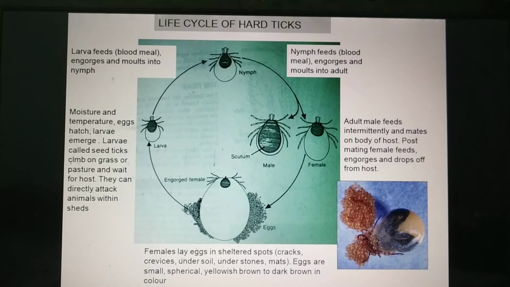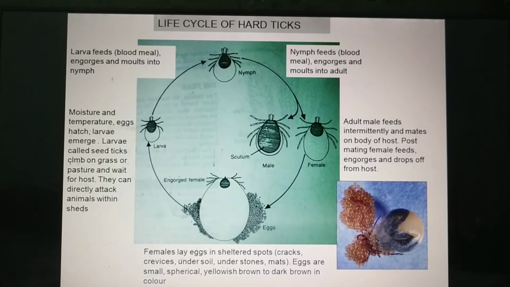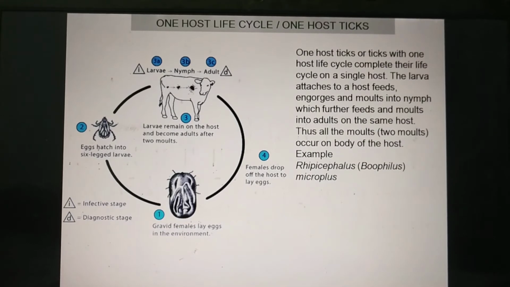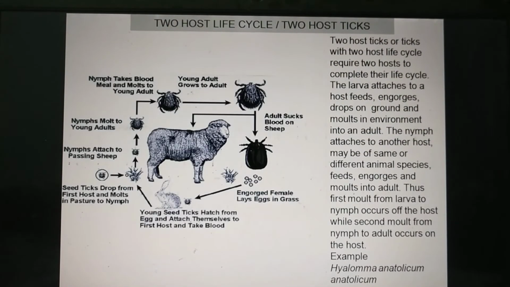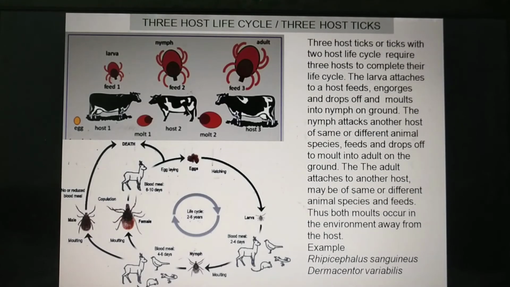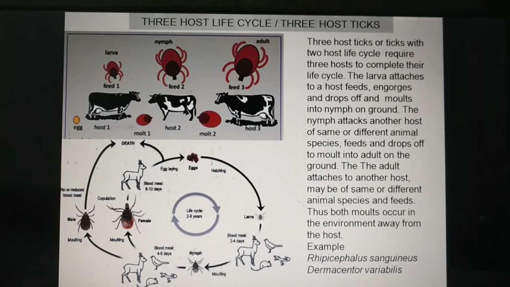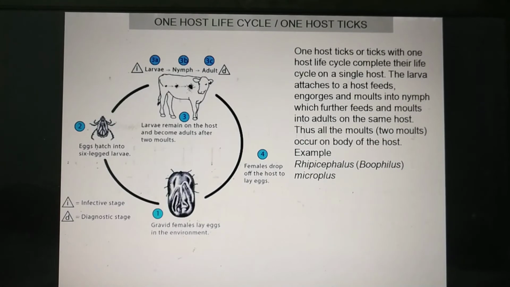So depending on that, we will come to the life cycle of the ticks, where it is a one host life cycle, also known as one host ticks, or a two host life cycle, also called two host ticks, and a three host life cycle, also called three host ticks. So let us see one host ticks, or the one host life cycle.